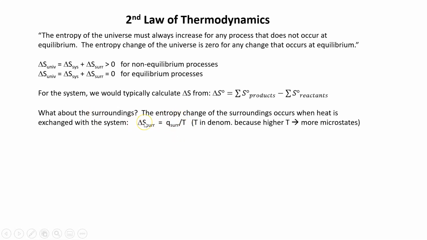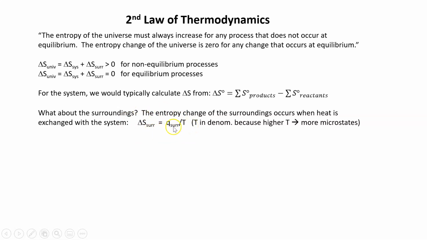So when this process occurs at constant temperature, which is a pretty good approximation for what happens in any system, you assume that the surroundings is large, and so the relatively small amount of heat being exchanged with the surroundings isn't going to change its temperature by very much. Sorry, exchange with the system isn't going to change its temperature very much. So this is a good way to write the equation.